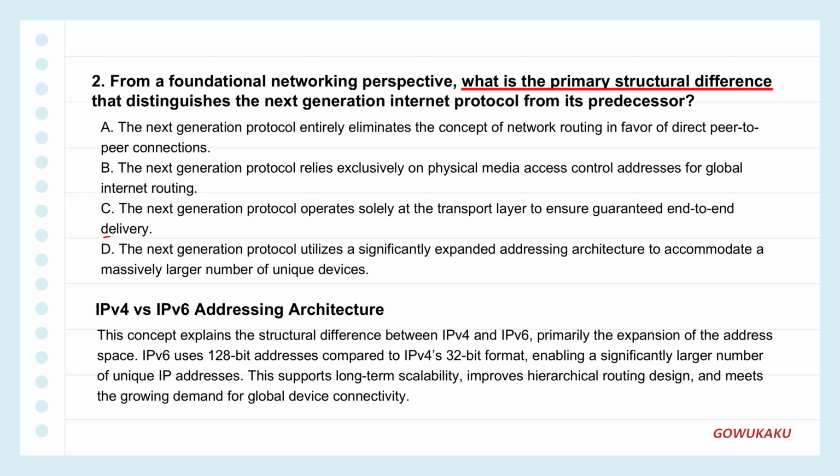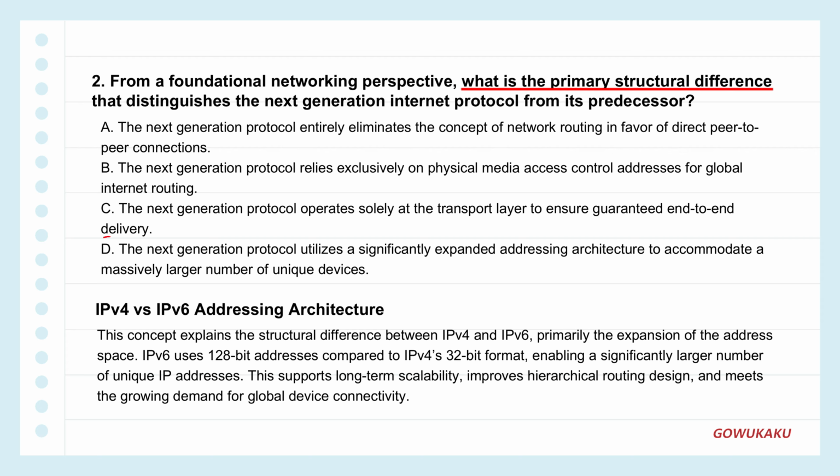Just to play devil's advocate for a second, what about A, eliminating network routing for direct peer-to-peer connections? That sounds like a pretty radical next-generation idea. I mean, it sounds very futuristic, but it would completely break the internet. Wait, really? Oh, yeah. Routing is the fundamental concept of how data navigates the globe. You can't just eliminate it. Option B is also a trap because MAC addresses are used for local network communication on a switch, not for global internet routing. Right. And option C just mixes up the OSI model. IP operates at the network layer. The transport layer is where protocols like TCP step in to handle the guaranteed delivery part.